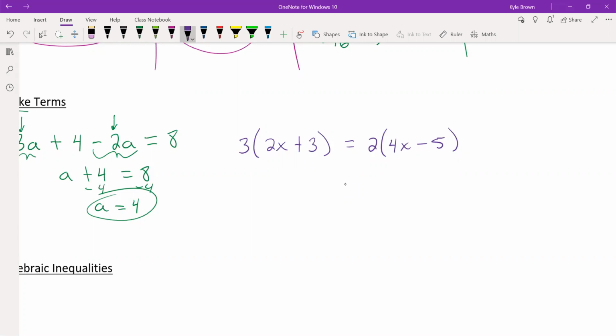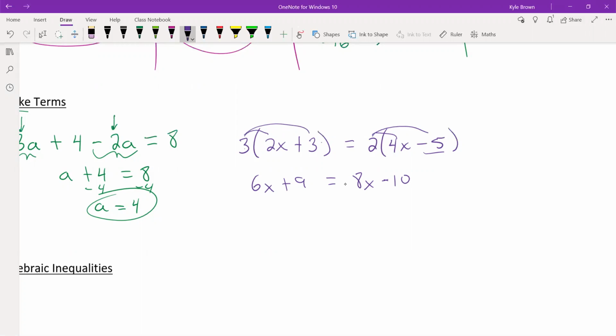Well, we distribute, right? So we've got to go 3 times 2x and then 3 times 3. I've called that rainbow in the past. And I've got to do the same for this one. So this would be 3 times 2x, which is really just 3 times 2, and the x is still there, so that'll just be 6x. And then 3 times 3 is positive 9, so plus 9. And then that's equal to 2 times 4 is 8, and don't forget the variable x. And then think of this as 2 times negative 5, so that's negative 10. All right, so I got rid of the brackets, so now we're pretty good.